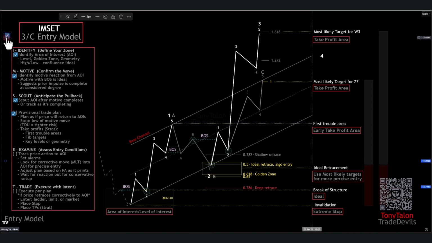So now that we've made our plan, the next thing we're going to do is watch how the price action corrects into our AOI, if it does. So we're going to track the price action to the AOI, set alarms, and look for the corrective move to have most likely targets into the AOI for a more precise entry. If you have a zigzag coming in, you're going to look for a 1-to-1 of the A, you're going to look for channel, all that kind of good stuff to attempt to find a more precise entry.